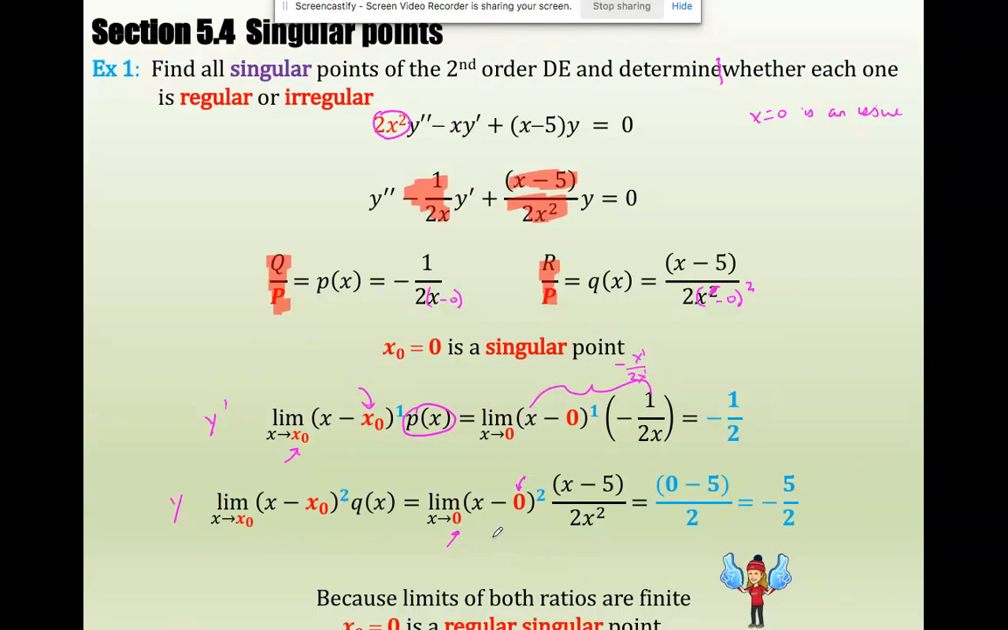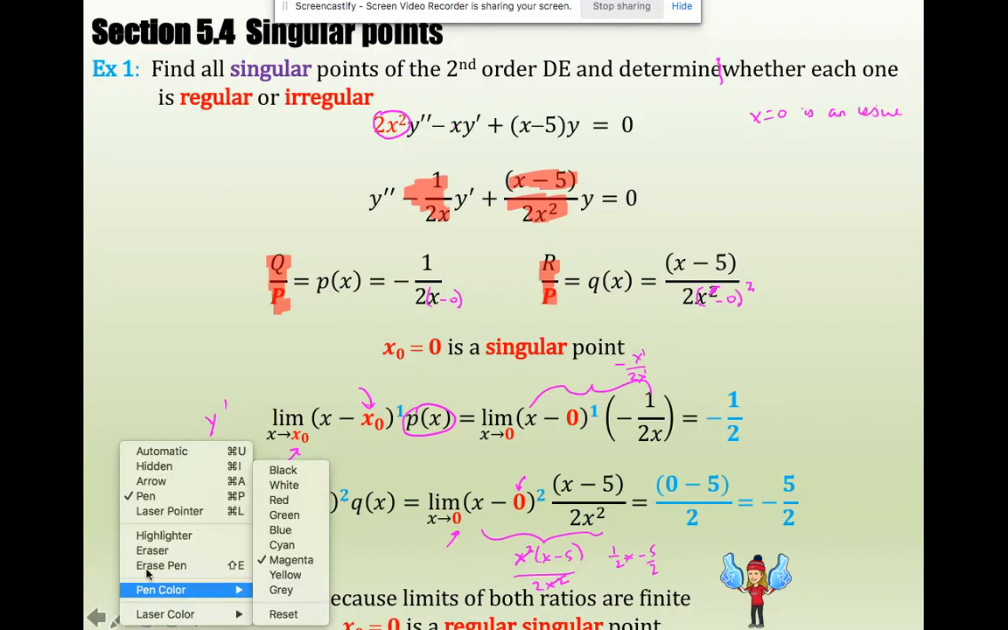So replace again your singular point here, here. And what does this look like when you clean it up? Well, that's x squared times x minus 5 over 2x squared. The x squareds go away. So that's 1/2 x minus 5/2. What is the limit as x approaches 0? Plug in 0 and you get negative 5/2.